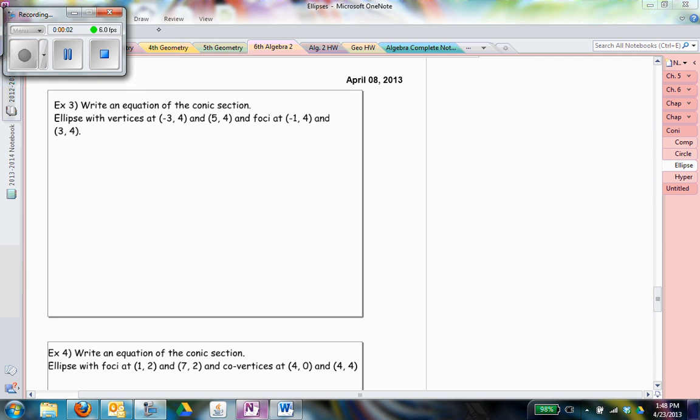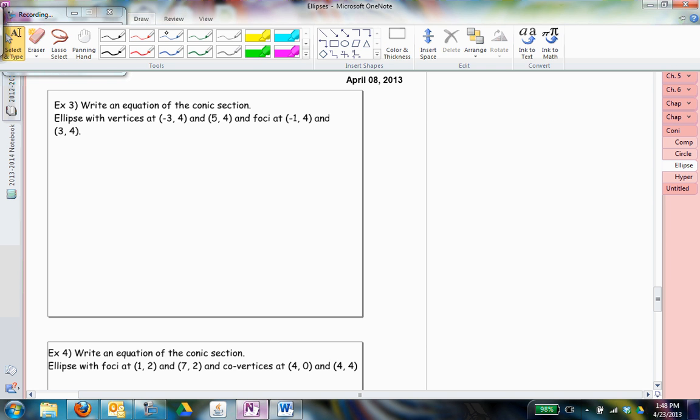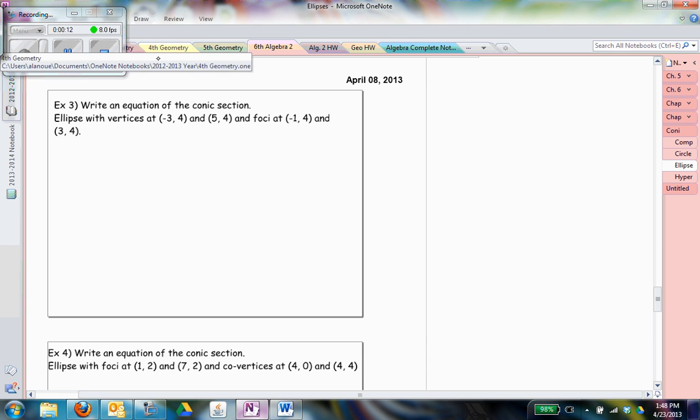Okay, so since we didn't get to this in class, I'm going to explain how to do example 3 from the notes, just so you're prepared for your homework. So the first thing you want to do on these is plot all of the points. You're probably going to want to make these in different colors, just for clarity. So here I'm going to make the foci blue and the vertices red.